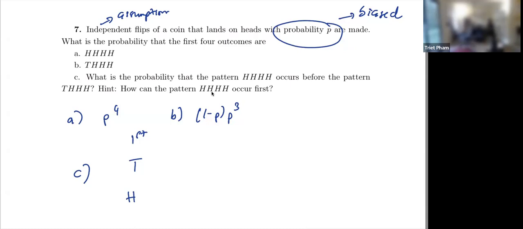No, that's not clear enough, and I think it's not convincing enough either. Again, why would this correspond to the pattern, or whatever comes before, the other one, for example? The hint is there. How can the pattern HHHH occur first?